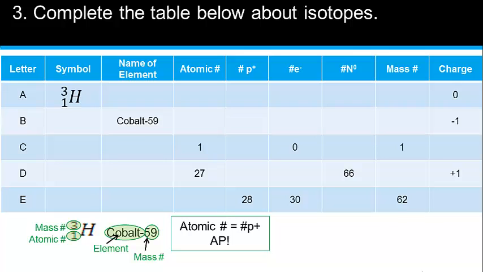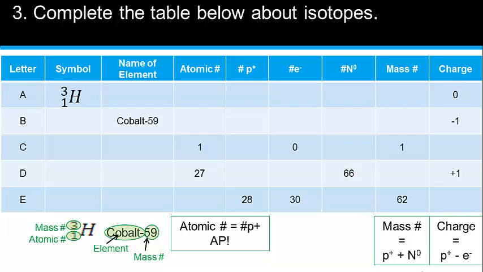As far as atomic number goes, the atomic number is equal to the number of protons. So you can remember AP: atomic number, number of protons. The atomic number is the same thing as the number of protons. The mass number is going to be the sum of protons and neutrons. Most of the mass of the atom is in the nucleus, which is made of protons and neutrons. So whenever you think mass number, think of the big, massive particles that are in the nucleus.